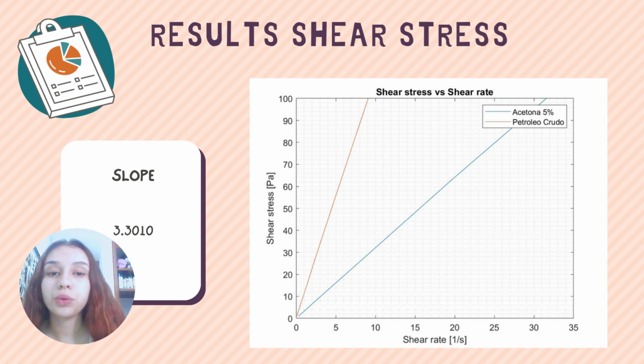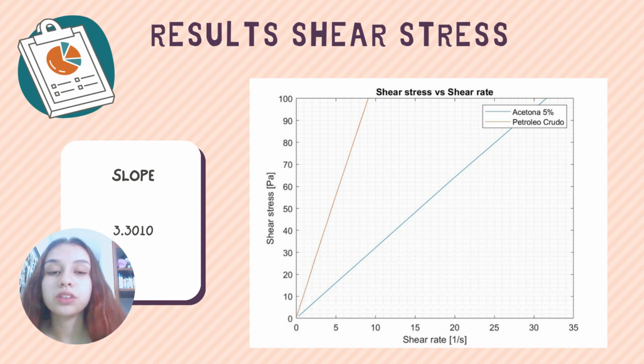The graph below shows the shear stress behavior versus shear rate for crude oil and oil to which acetone was added at a 5% concentration. To analyze this graph, it is important to define shear stress and shear rate. On the one hand, shear stress in fluids refers to the tangential force acting on a material when it is subjected to a certain type of movement. On the other hand, shear rate is defined as the force that acts on the area of a unit of liquid and results in a velocity gradient throughout the thickness of the sample.